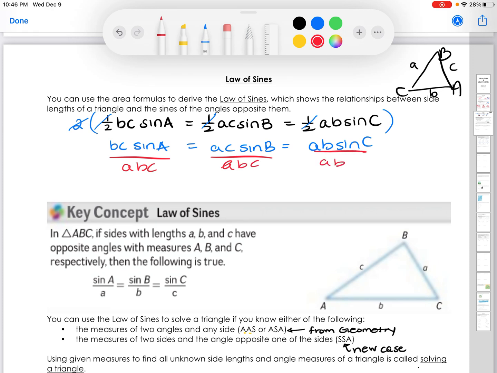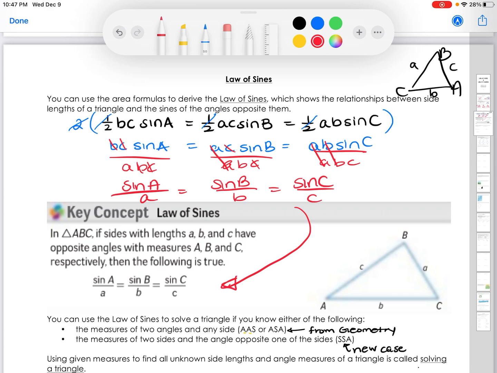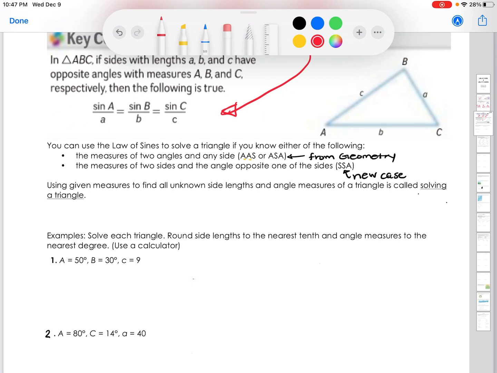When I do this, B and C will cancel out, so I get sine A over A. And then A and C will cancel out, so I get sine B over B. And lastly, AB cancels, so I get sine C over C, and that is where our law of sines is coming from. So in triangle ABC, if the sides with lengths A, B, and C have opposite angles with measures capital A, capital B, capital C, respectively, then the following is true. Sine of A over A is equal to sine B over B is equal to sine C over C.